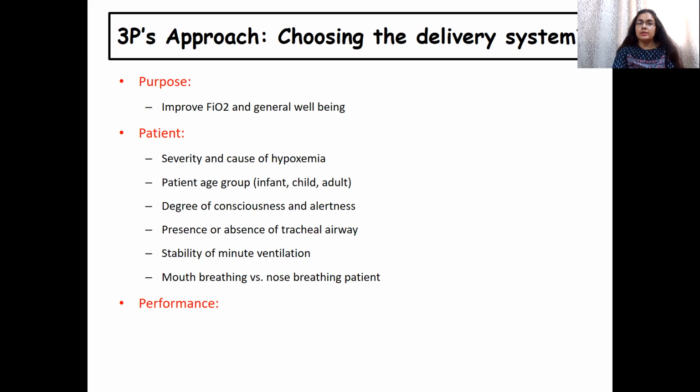So the severity and cause of hypoxia should be kept in mind, and accordingly, if the patient is in severe hypoxia, you start off from the devices which deliver higher FiO2s, and then you gradually step down. Or you can choose a particular device and then you step up or step down depending upon the clinical behavior of the patient. Then looking at the patient age group, you have to decide which device would be better.